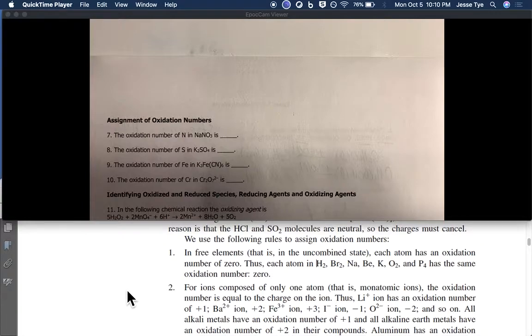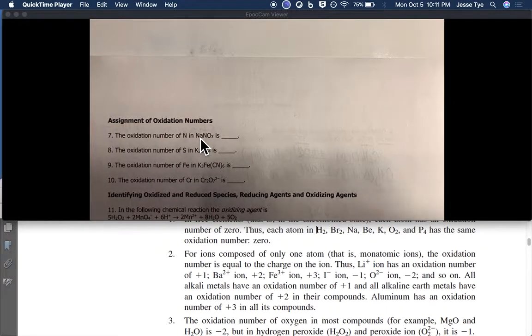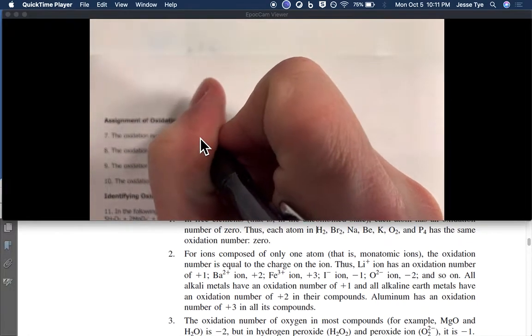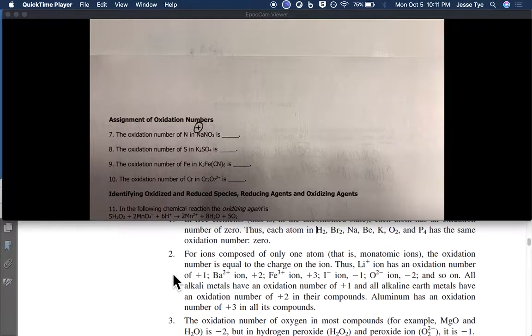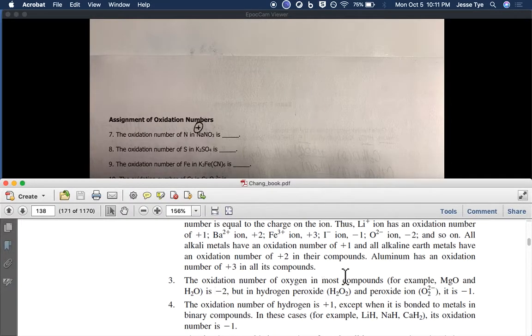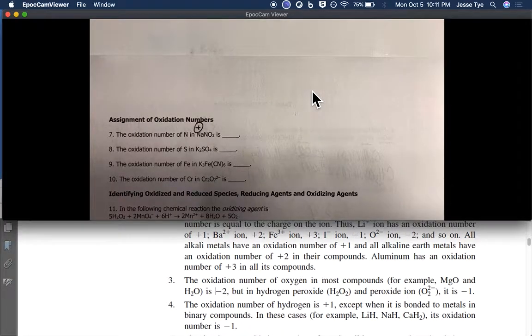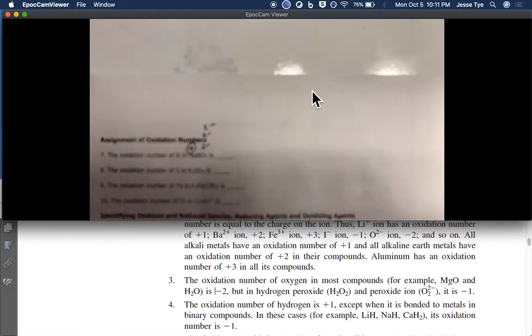So NaNO3. For ions composed of only one atom, monatomic ions, the oxidation number is equal to the charge on the ion. Sodium in an ionic compound, it's in that first column, it has a +1 charge. So this sodium is going to be sodium +1. So we've assigned the charge to it. And then if I go on down here, the oxidation number of oxygen in most compounds is -2, with some very special exceptions.